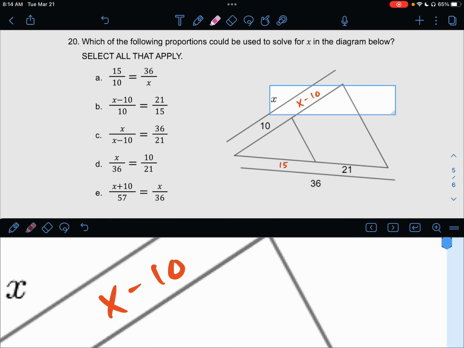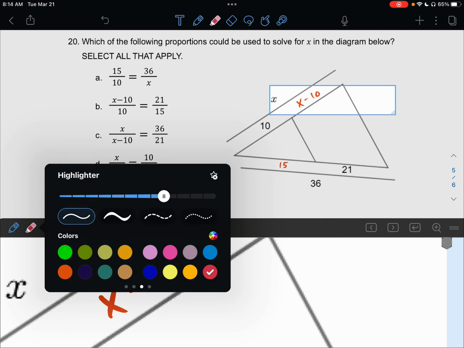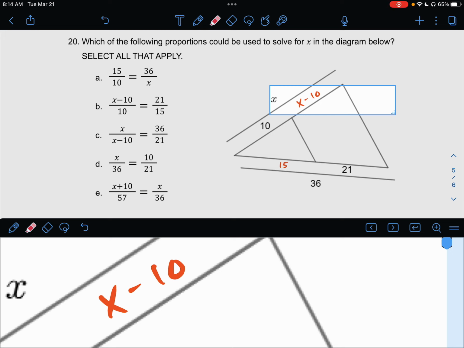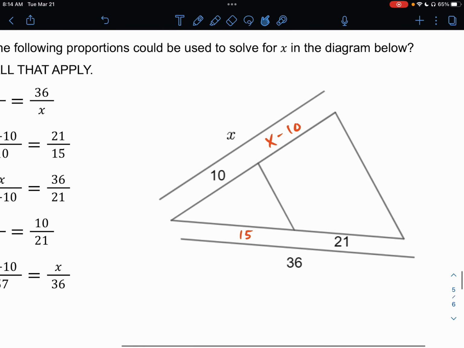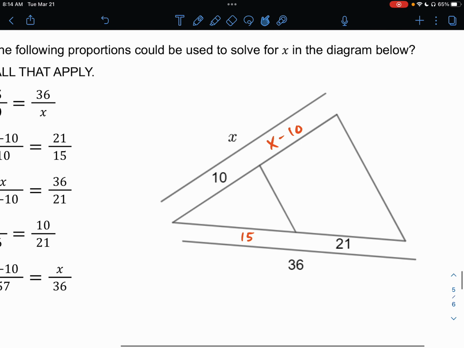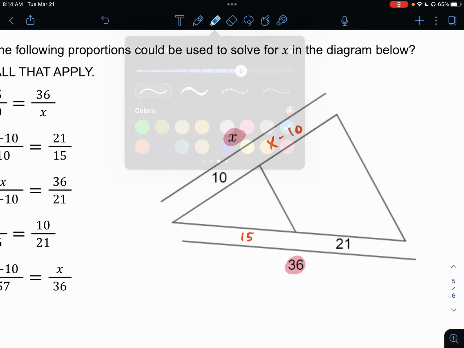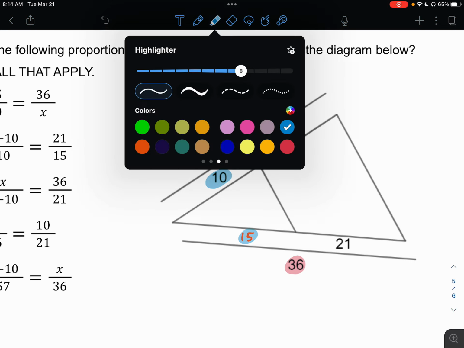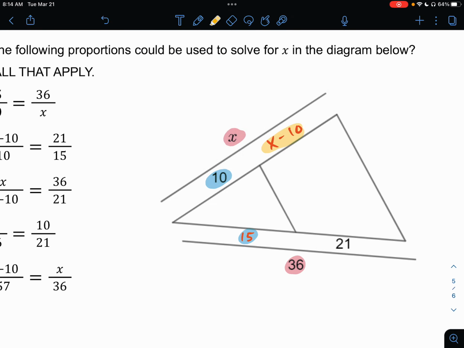All right, what I'm going to do now, and what I recommend you guys do, is highlight it, color code it somehow. I have colored pencils in my room that you guys are more than welcome to use. So let's see, I have this x and that 36 are across from each other. They're both the entire side length. Then I have this 10 and the 15 are across from each other. And then I have the x minus 10 and the 21 are across from each other.